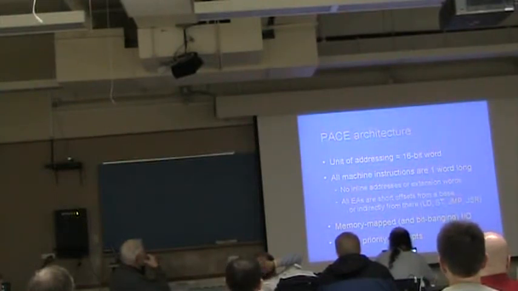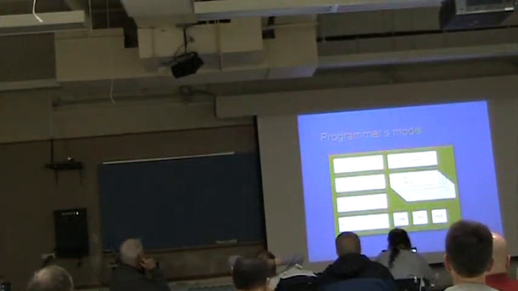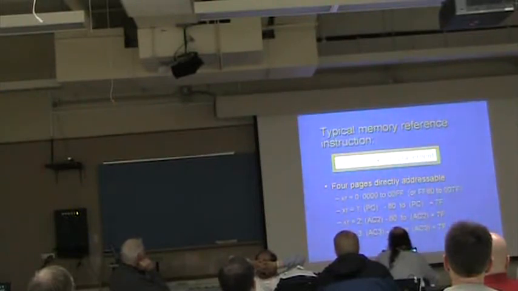It had memory mapped bit banging I/O, and there was a 6-level priority interrupt system. Here's a programmer's model. There's 4 16-bit accumulators, 16-bit program counter, a 10-word on-chip stack, and a number of flags. The most important for programming use are the link, carry, and overflow flags, which are set as a result of arithmetic and logical instructions. It can also be set and tested directly. I don't have time to go over the full instruction set, but I do want to talk about the address modes. So here's a typical memory reference instruction.